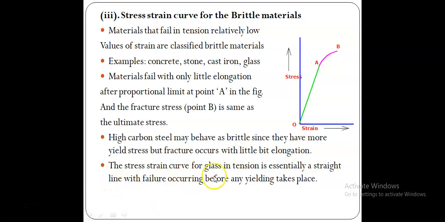elongation. The stress strain curve for glass in tension is essentially a straight line with failure occurring before any yielding takes place. Yes, glass has only the straight line part.